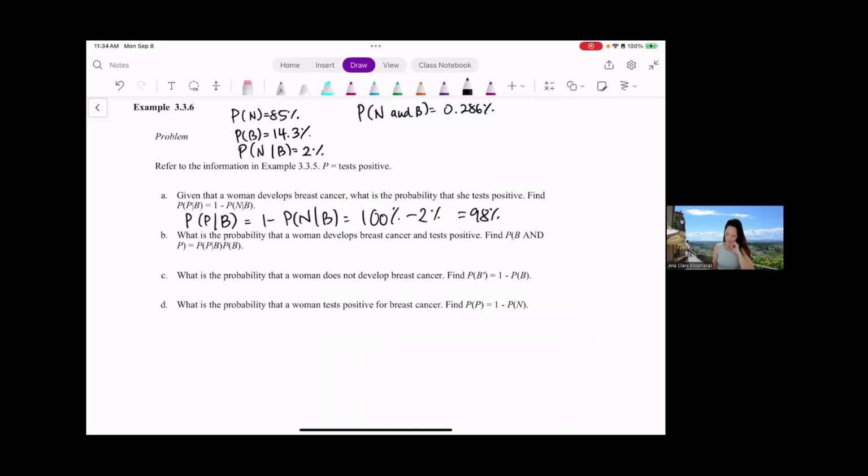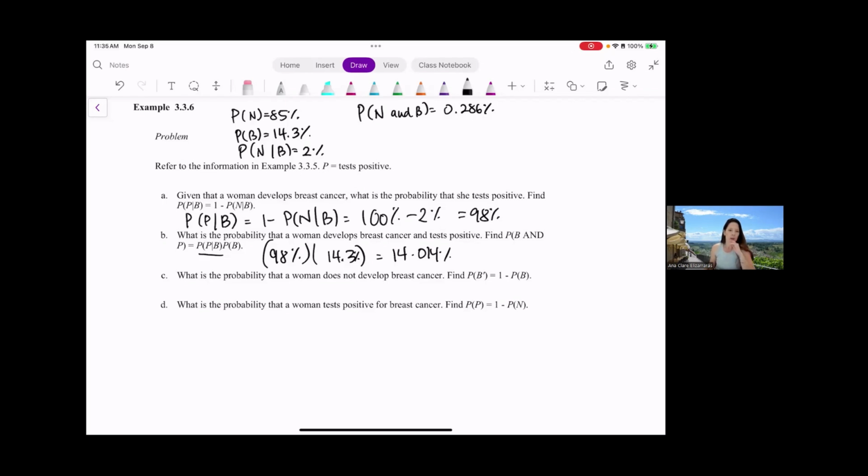What is the probability that a woman develops breast cancer and tests positive? So now we're given some hints as to calculate this. We need to take the probability of testing positive given you have breast cancer times the probability of having breast cancer. The probability of testing positive given cancer was 98%, or 0.98 if you're multiplying, times developing breast cancer, which was 14.3%, which gives us 14.01%. Or 0.14 if you're doing this as decimals. You can do either, but it's better to multiply as a decimal to keep the decimal number equivalent.